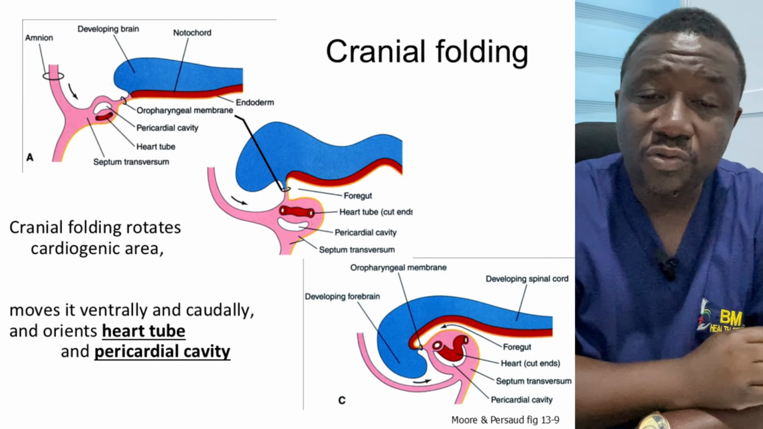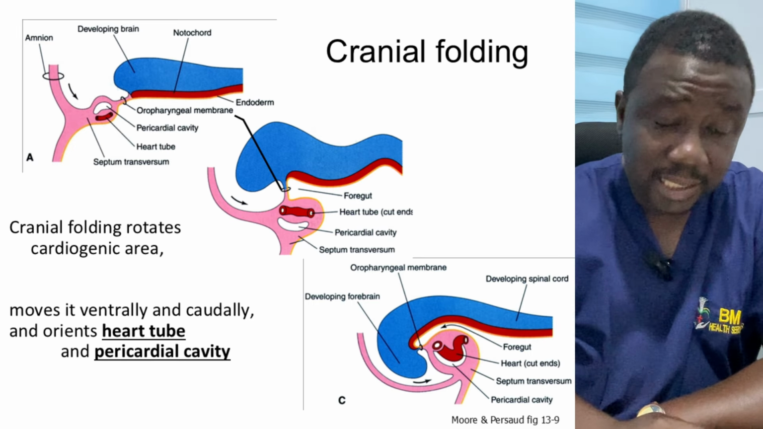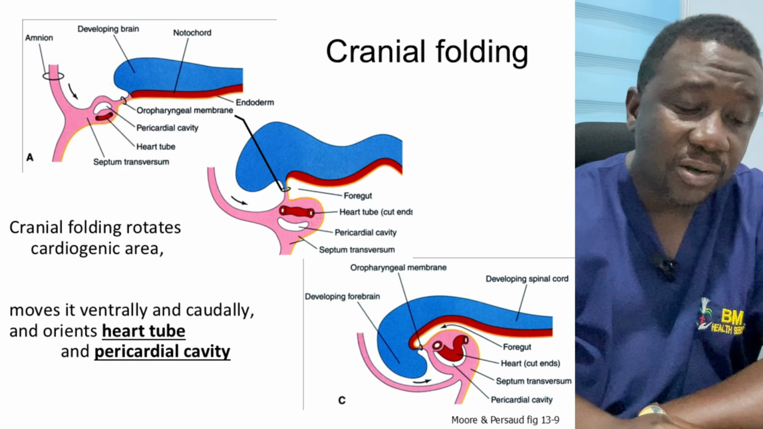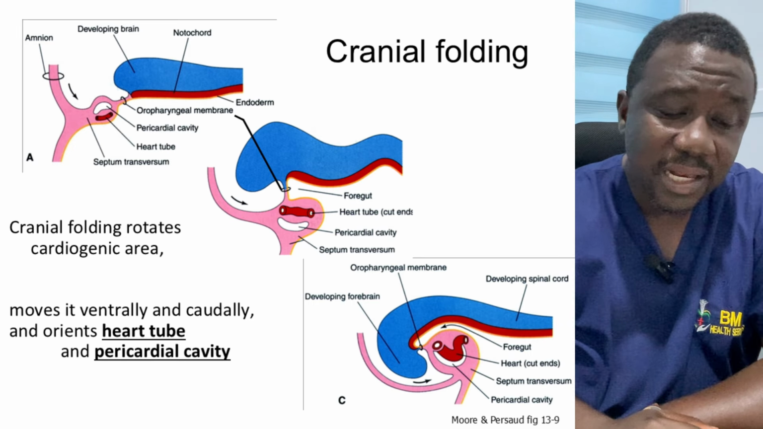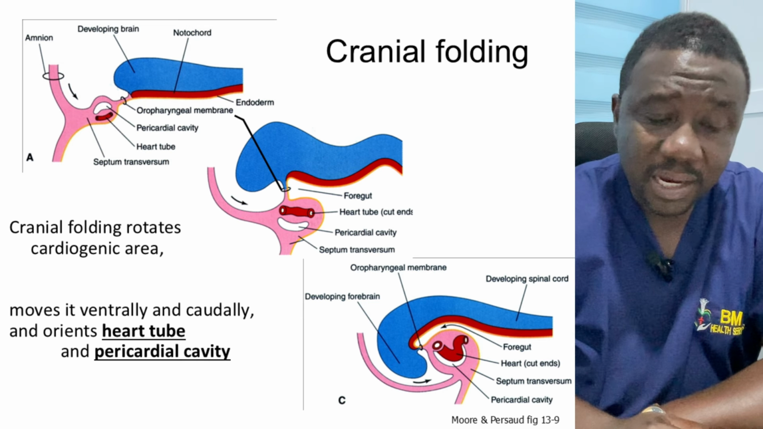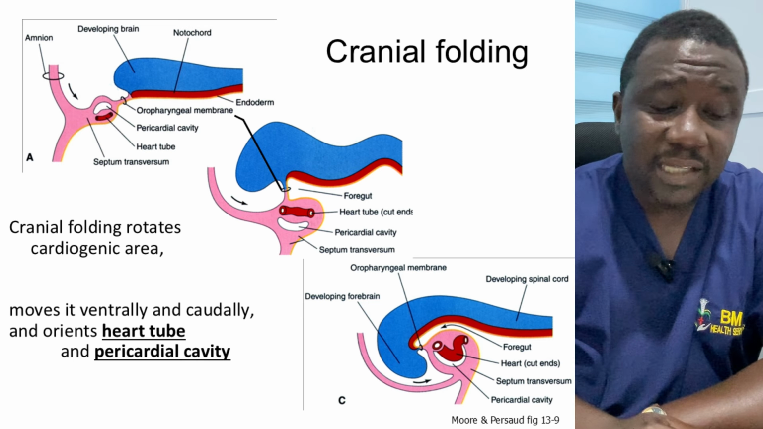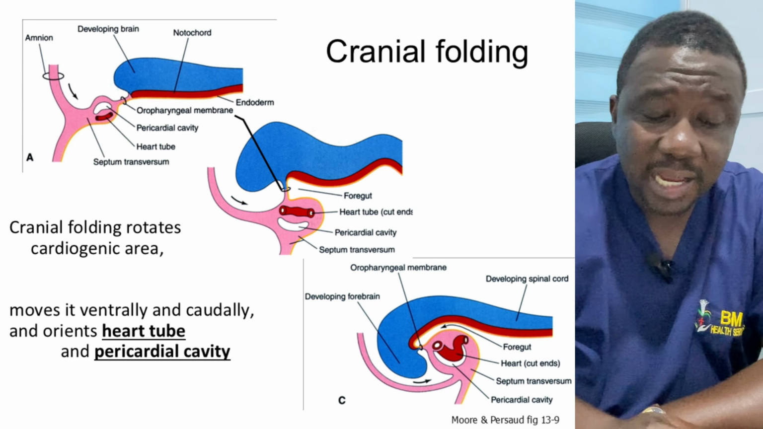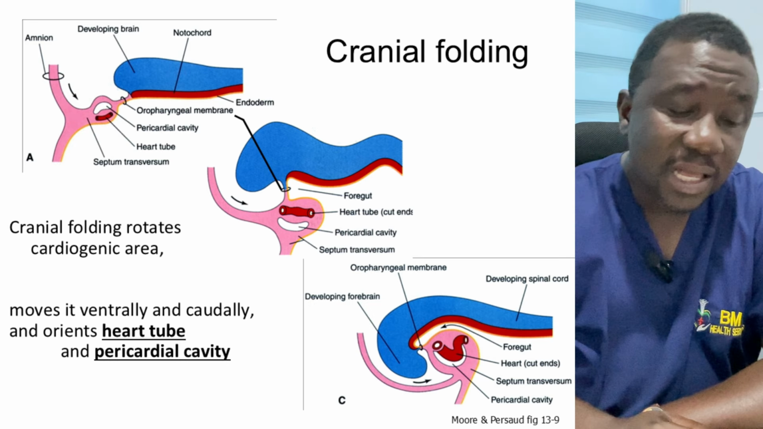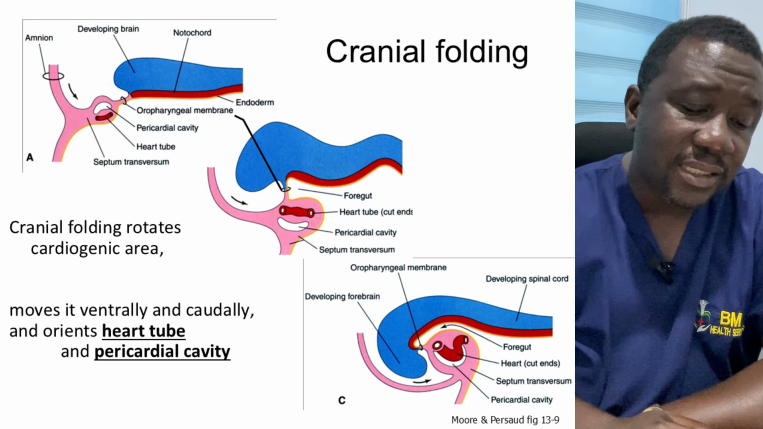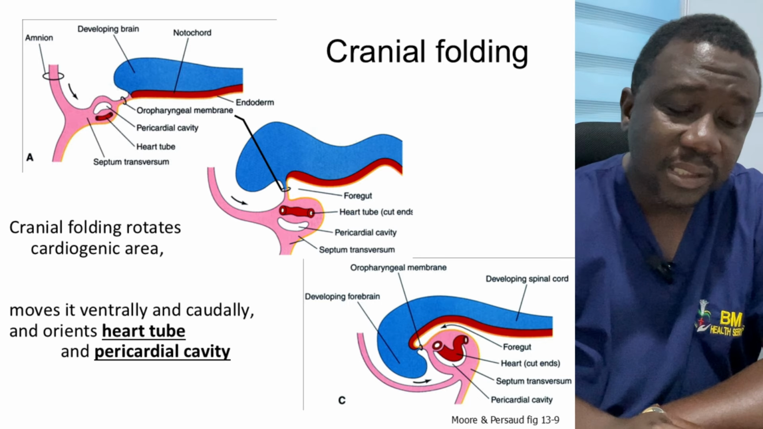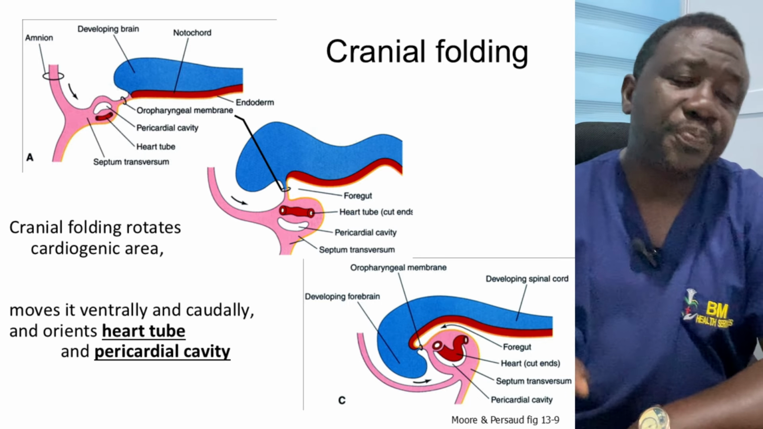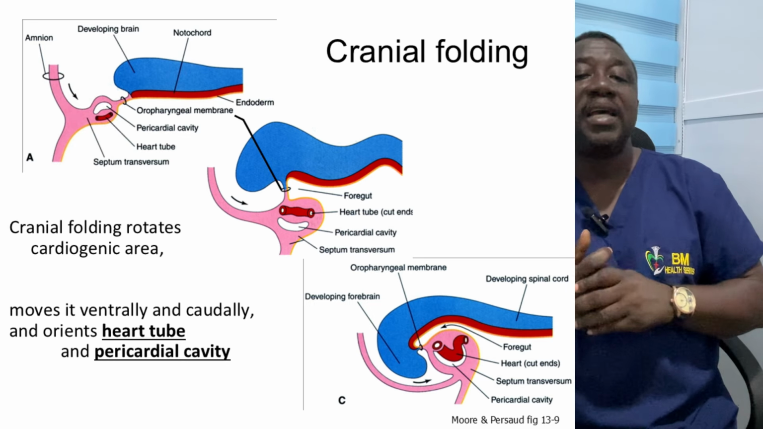Okay, so if you look at C, by C, the head or the developing of the brain has folded nicely, and then now the cardiogenic has turned into one, the pericardiac cavity, the heart tube is inside, and then it leaves the foregut superior to it. Okay, so the cranial fold is all evolved.